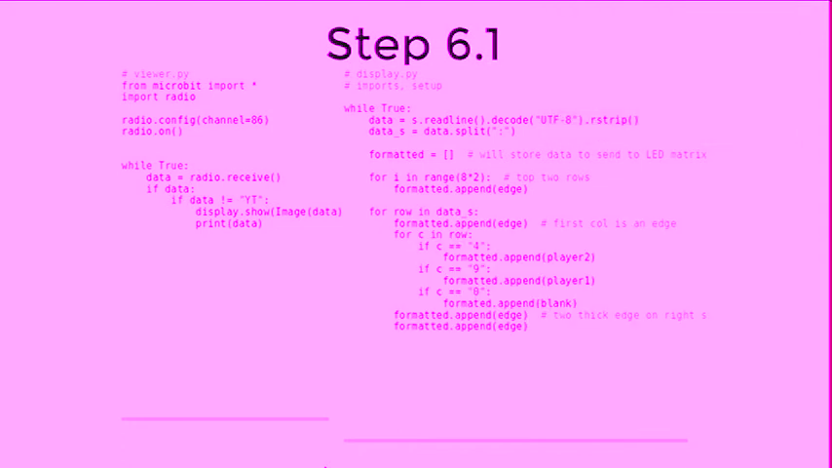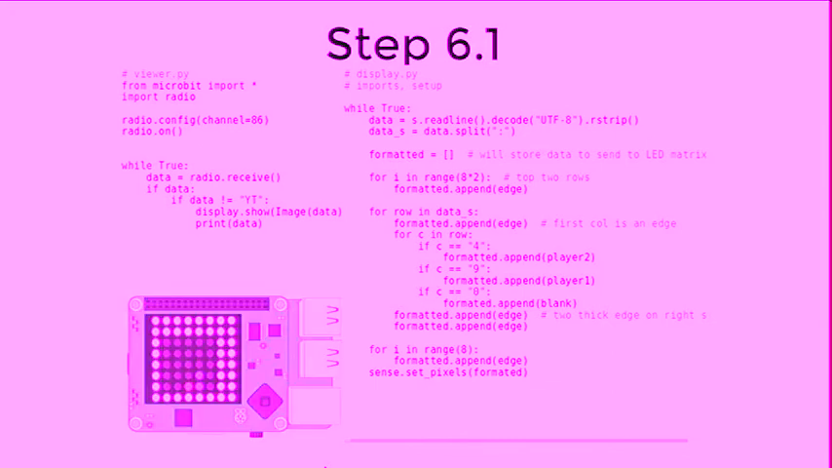And then here we're saying if the value is 4, we're going to give it player 2's color. If it's a 9, we give it player 1's color, and if it's 0, we give it blank. And then we have 2 thick edge on the right hand side, and then we just have 1 layer of edge at the bottom of the screen. And we then send those pixels to the Sense HAT, and that can be seen there.